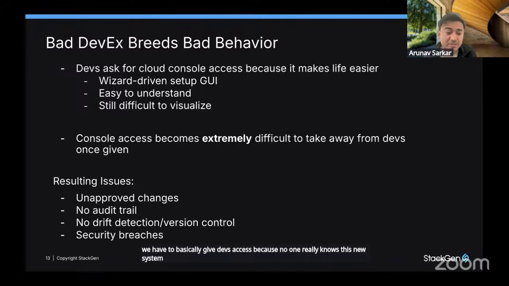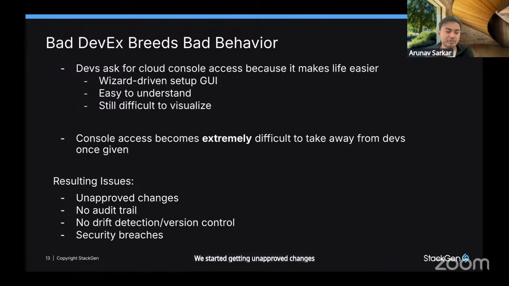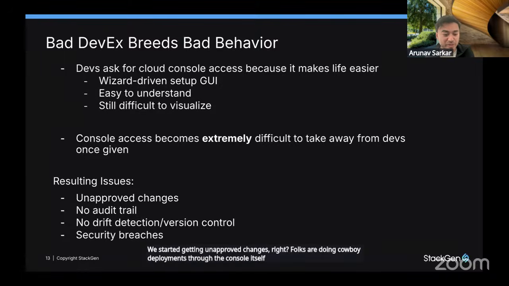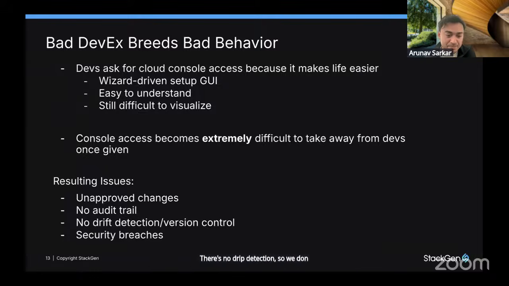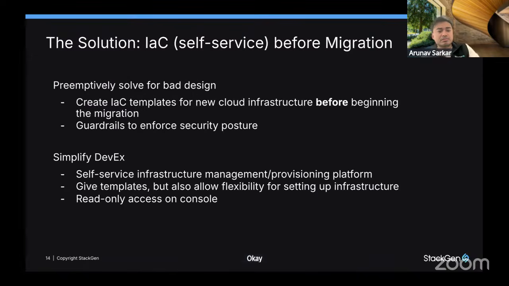The issues that come out of this are we start getting unapproved changes. Folks are doing cowboy deployments through the console itself. We have no audit trail when things do change. There's no drift detection, so we don't even know what changed. And these three go hand in hand with security breaches. So the solution to this is defining IaC and ideally also baking in self-service before the migration even happens.